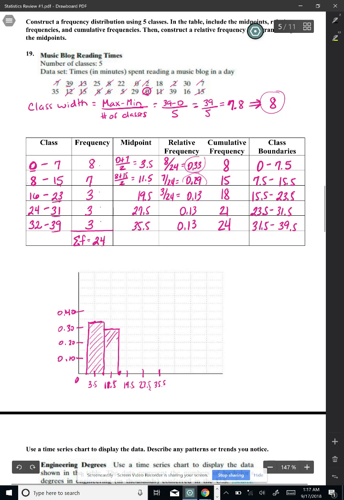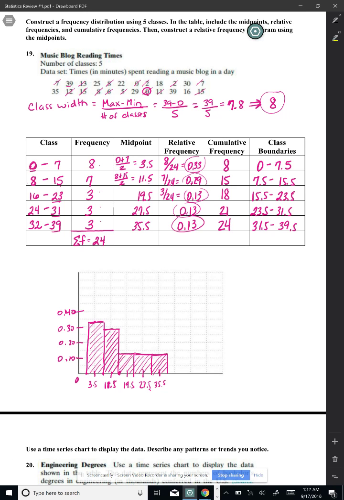Draw our bar. And then the next one at the 19.5, that was at 0.13. So we'd go just below the 15 here. And then the next three are actually the same. These were all 0.13, so we would have 3 bars all at the same height, and those would be shaded in. And that would be your relative frequency histogram created using the midpoints.